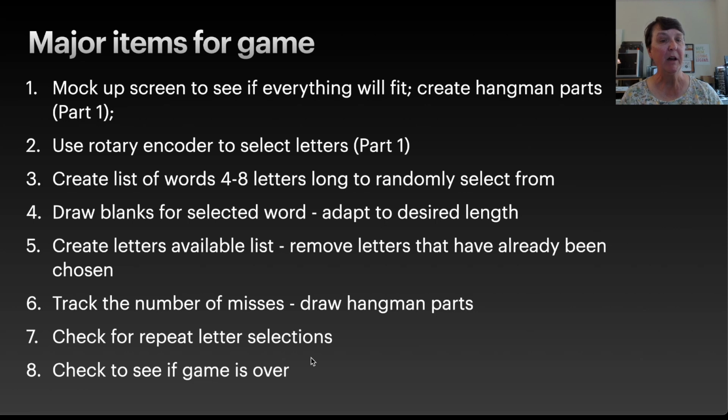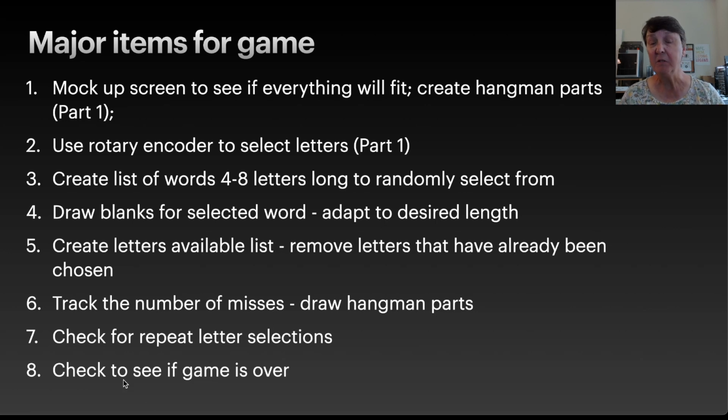Then we need to figure out a way to avoid repeat letter selections. I chose not to change the rotary encoder list because that would have meant changing and resetting up the rotary encoder in some way. And maybe there's a different way to do it, but I decided just to leave that alone. So on the rotary encoder part, you'll always see all the letters, but I figured if somebody selects a letter again, then it'll just tell them you picked a repeat and allow them to try again.